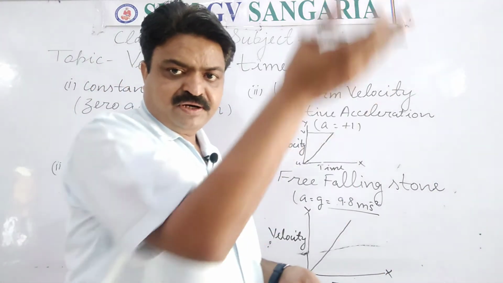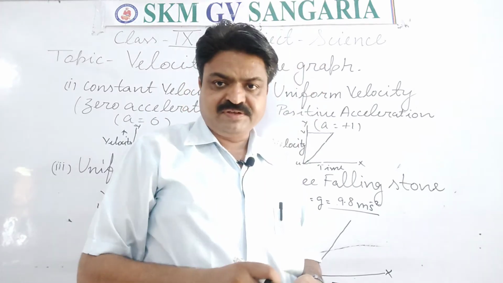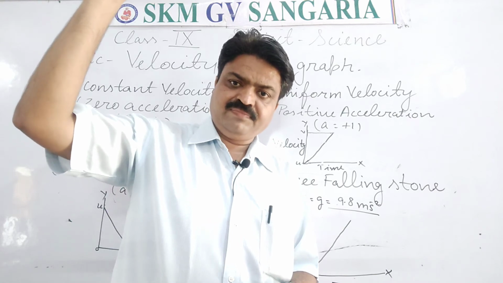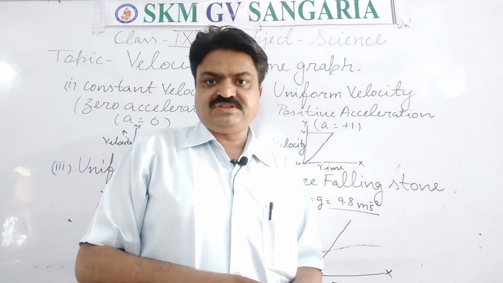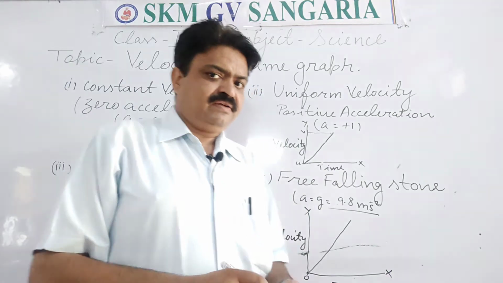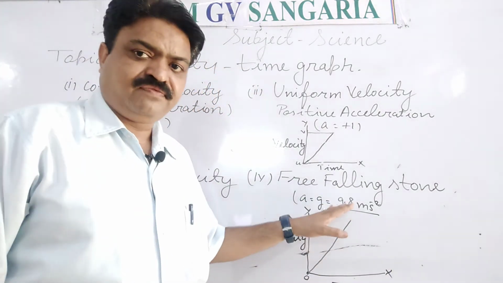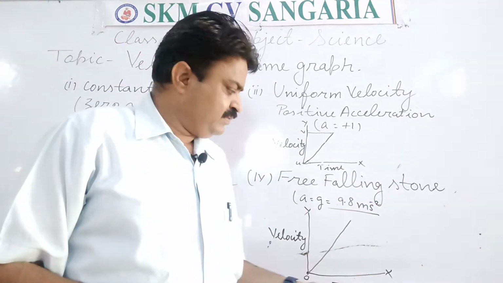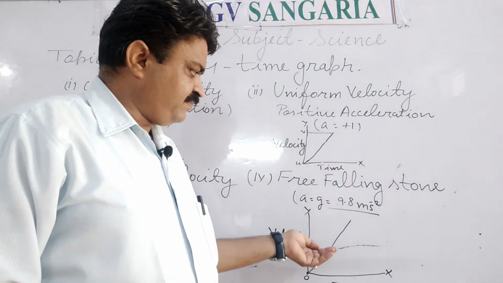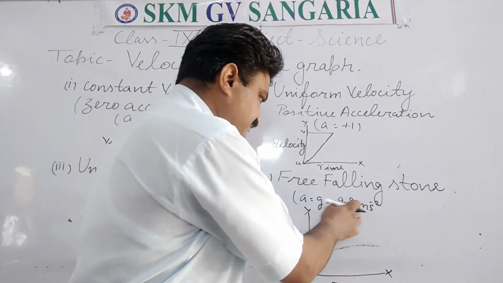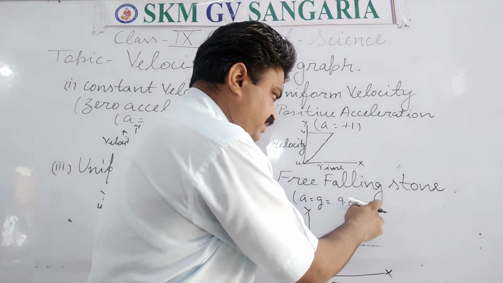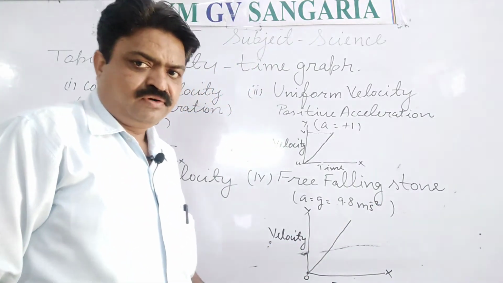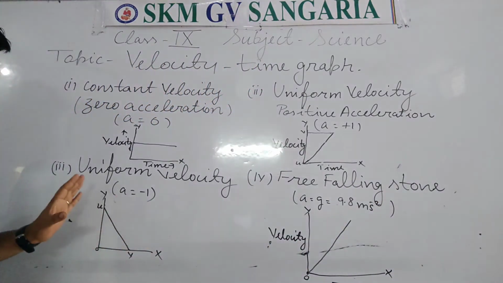Why? Because at a particular height the initial velocity becomes 0, and after that it again changes under the effect of gravitational force, meaning the velocity changes per unit time, and the acceleration we get is 9.8 meters per second square, meaning acceleration due to gravity. So these are the velocity time graphs, students.